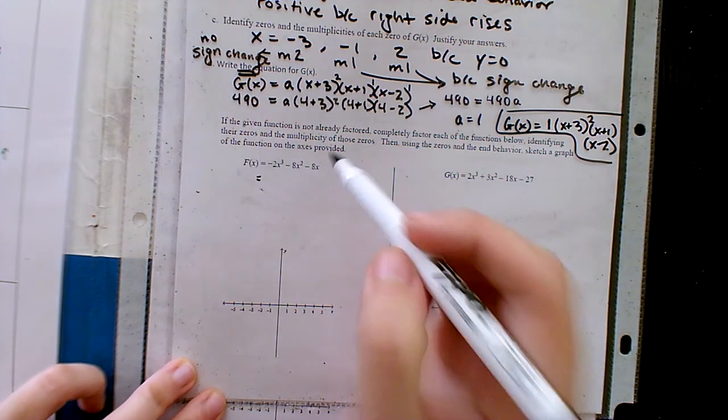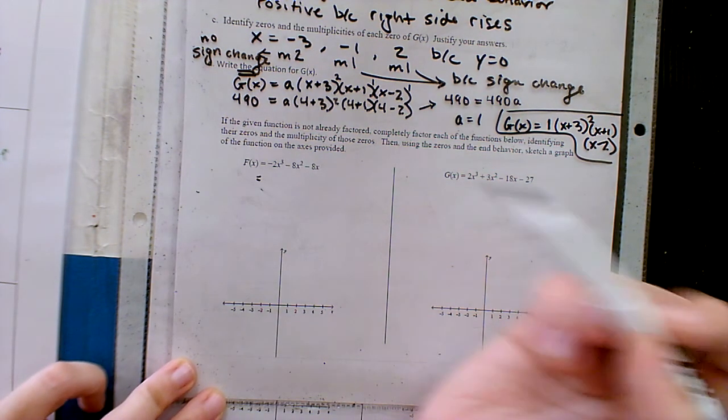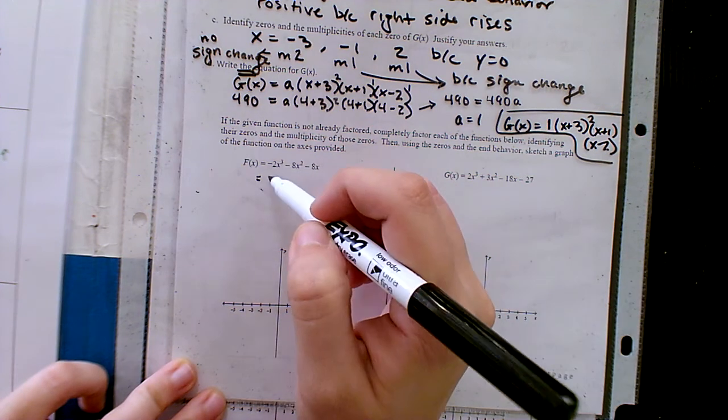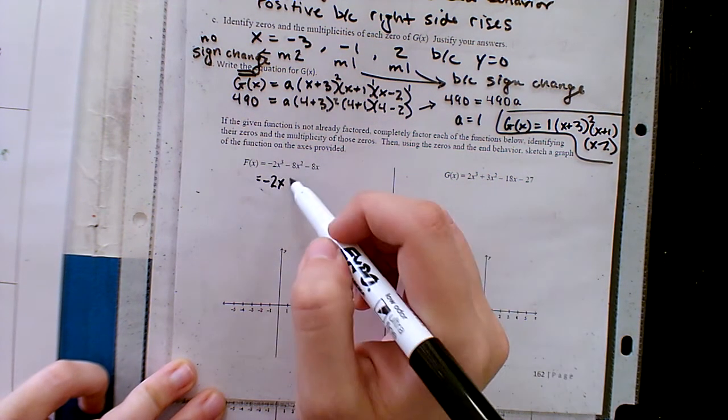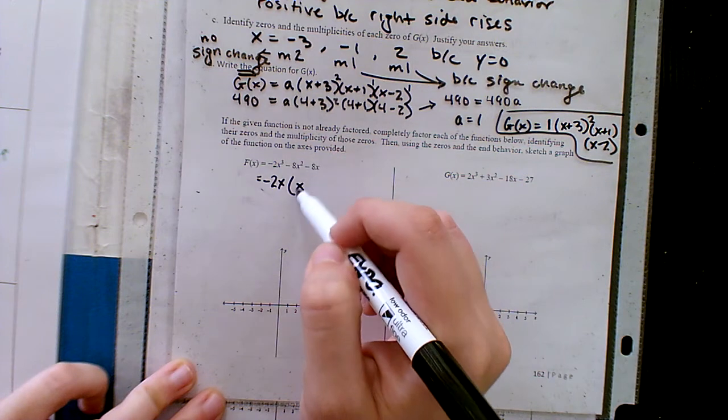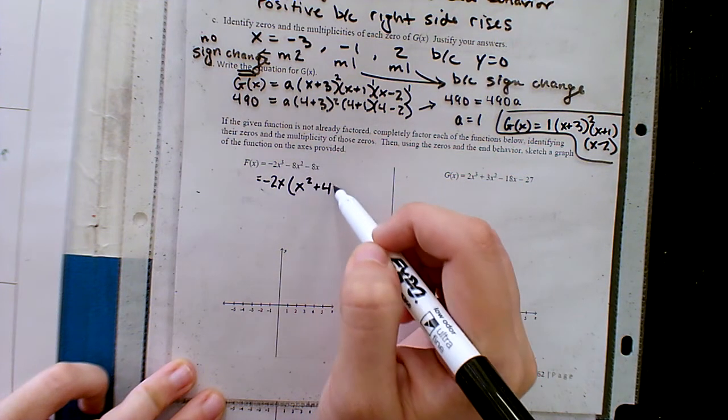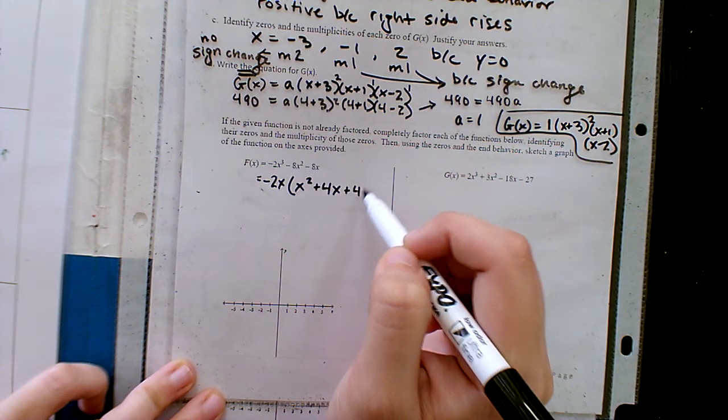GCF. Okay, so what do you want to take out? 2x. A 2x? Okay, how about, can we make it a negative 2? Yeah. Okay, so we'll take out a negative 2x. We're left with x squared plus 4x plus 4.